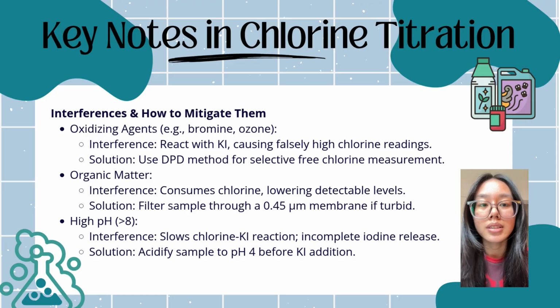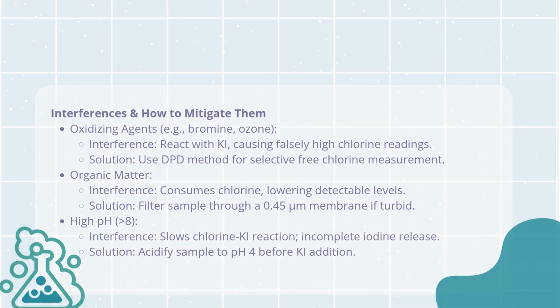And the third one is high pH interference. High pH slows down the reaction between chlorine and KI, which causes incomplete iodine release and underestimation of chlorine levels. Solution: acidify the sample to about pH 4 before adding KI, ensuring complete and rapid iodine generation.